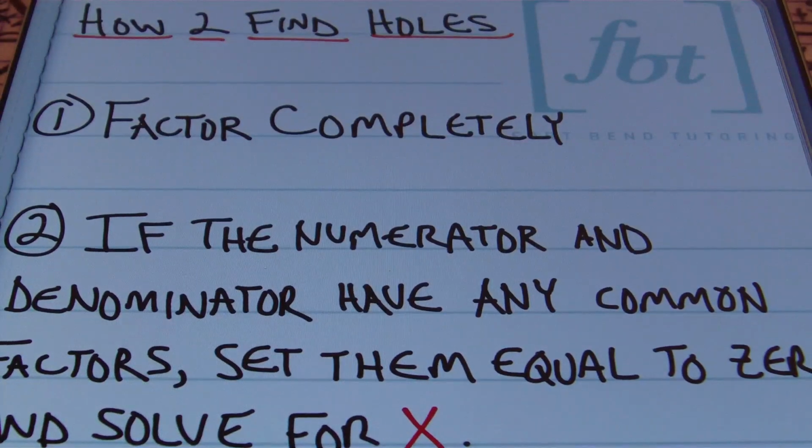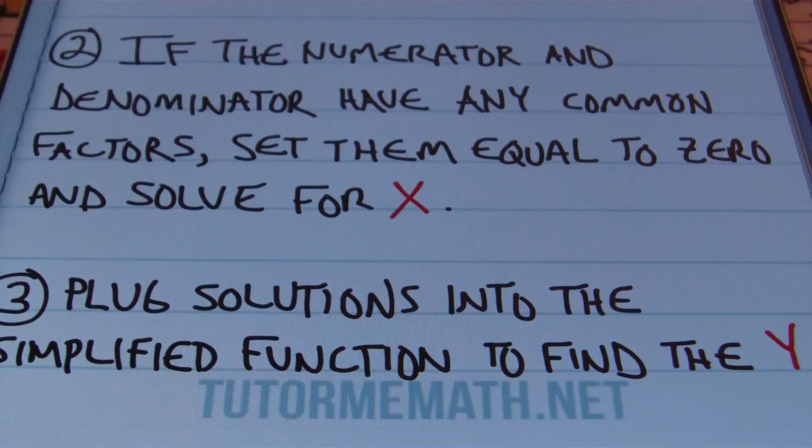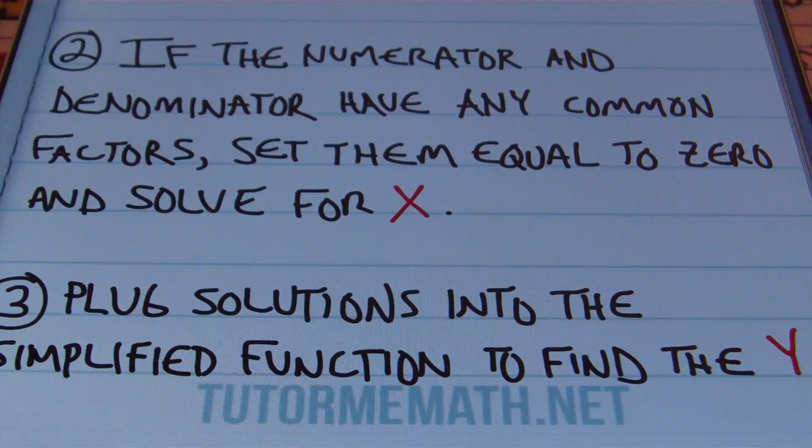Then, after you factor everything completely, your second step, if the numerator and the denominator have any common factors, you want to set those factors equal to 0 and solve for x. Because in a reducible fraction, once you have everything factored, you're looking for factors that contain a variable that can be canceled out. Those factors, you'll be setting equal to 0 and solving for x.